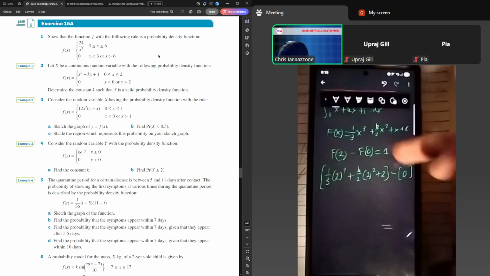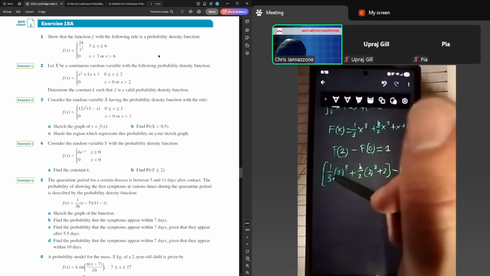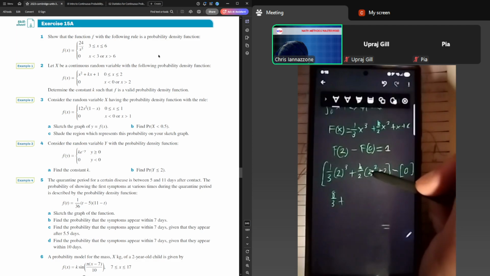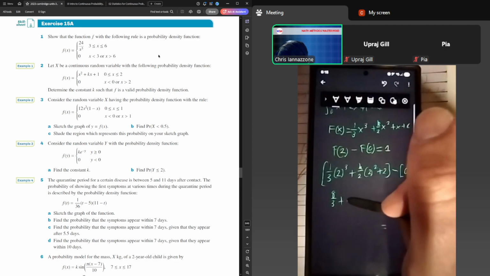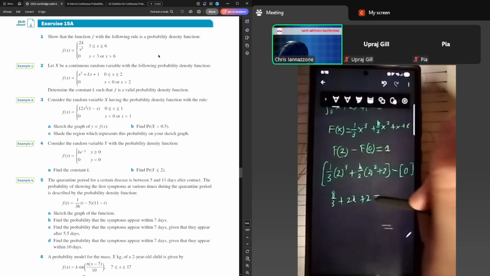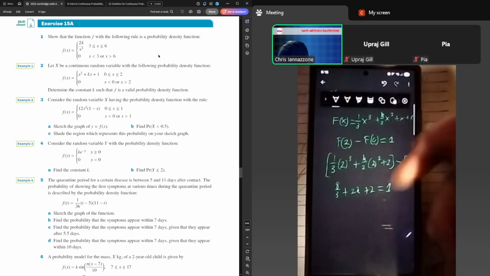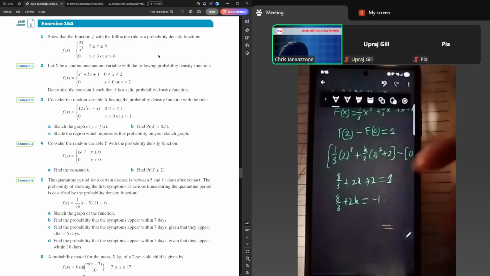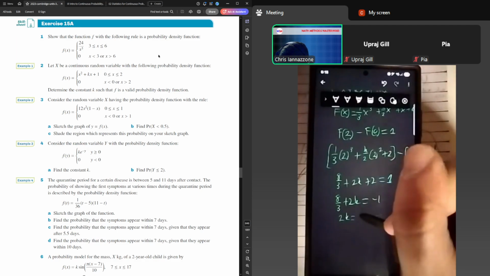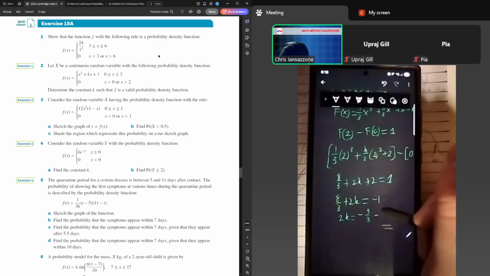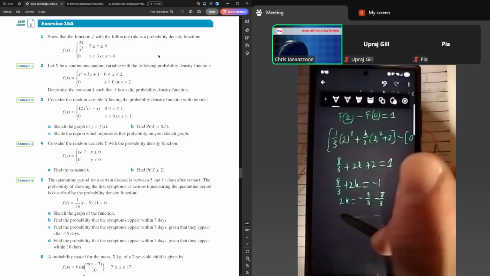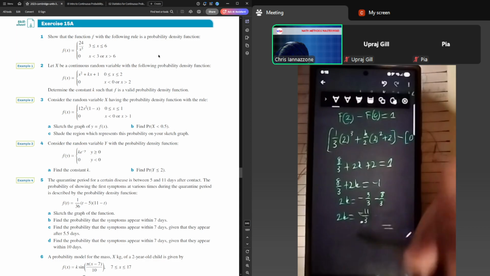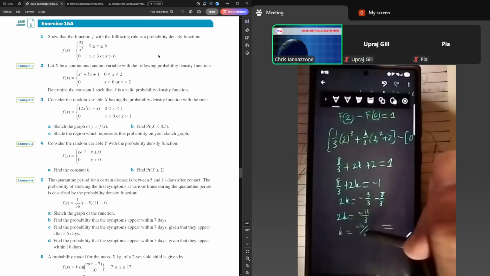That equals 1. And then, yeah, just simplify. So 2, 4, 8. So 8 on 3. 2, 2, and then 2. So it gets back to 2k plus 2 equals 1. 8 on 3 plus 2k equals minus 1. 2k equals minus 3 on 3 minus 8 on 3. 2k equals minus 11 on 3. k equals minus 11 on 6.